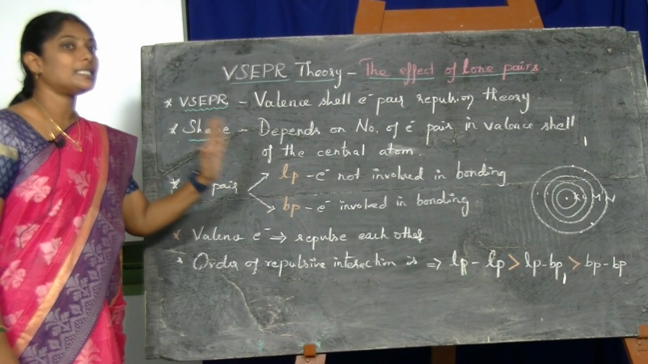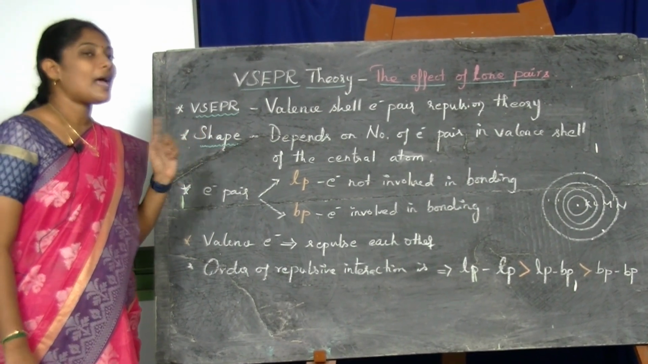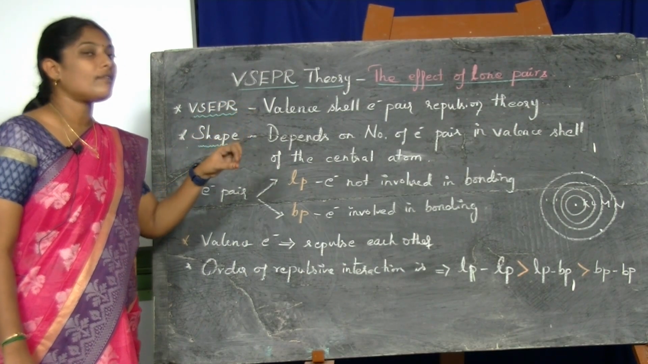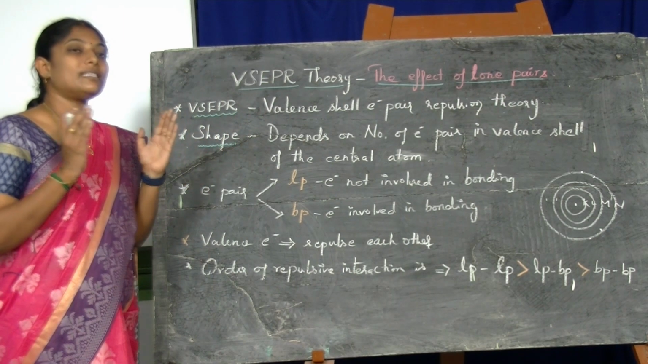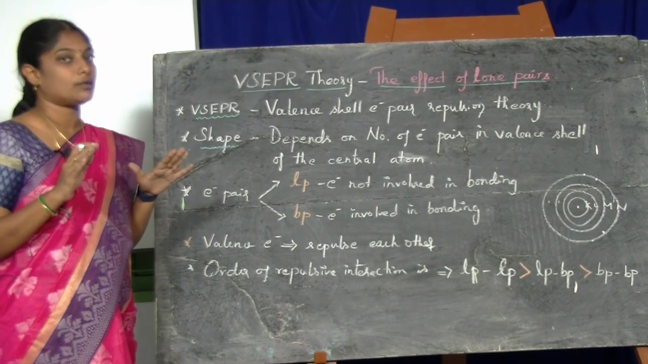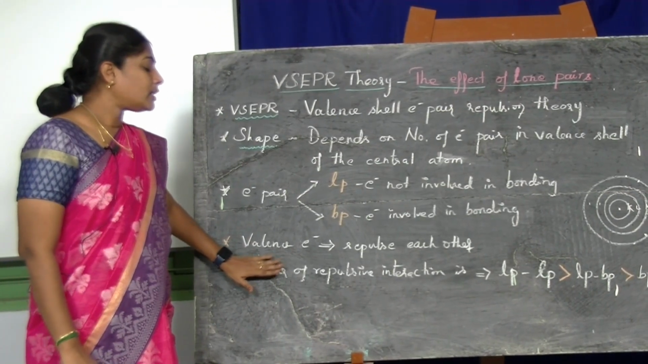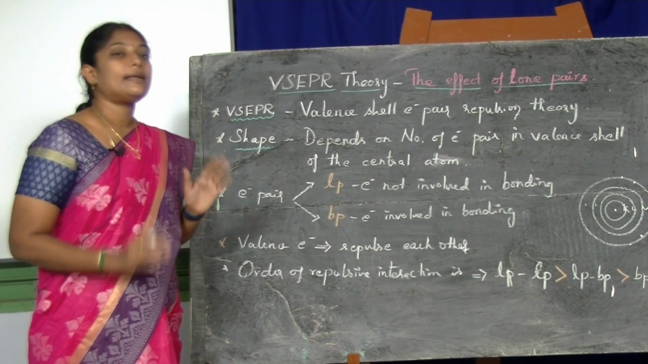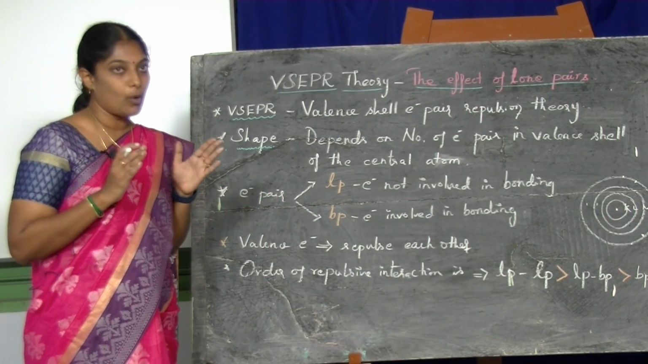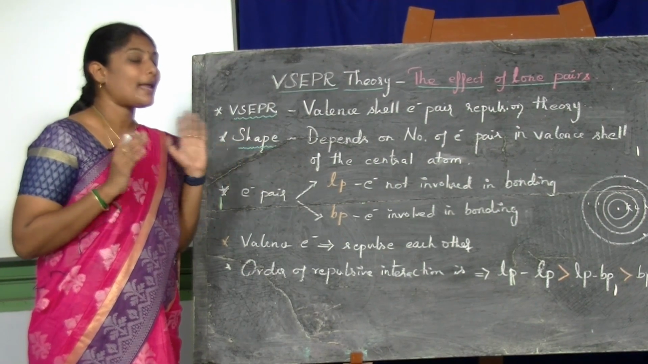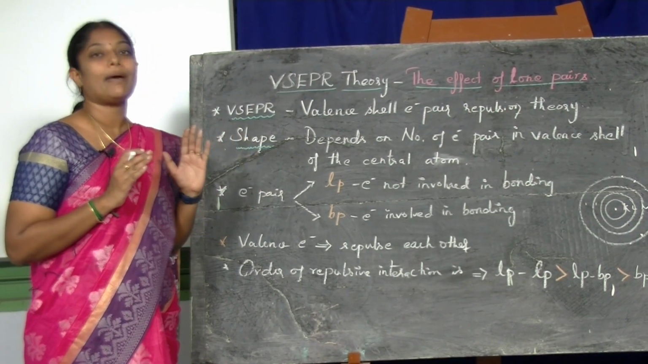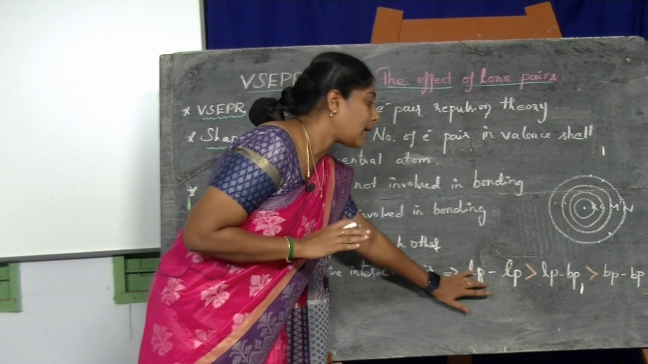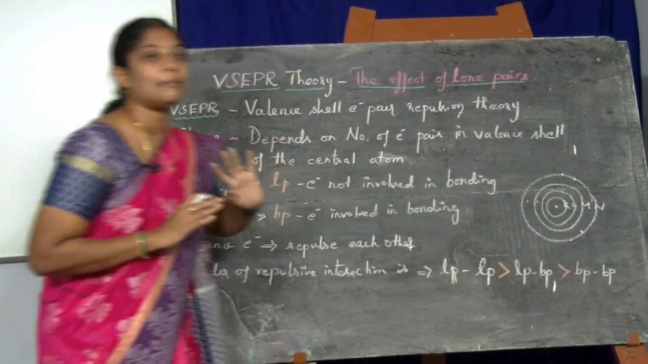The valence shell contains valence shell electrons. An electron has a negative charge. If two pairs of electrons are present in the valence shell, they will always repel each other because they have the same charge. So the order of repulsive interaction is: lone pair-lone pair repulsion is very much more when compared to lone pair-bond pair repulsion, which is more than bond pair-bond pair repulsion.